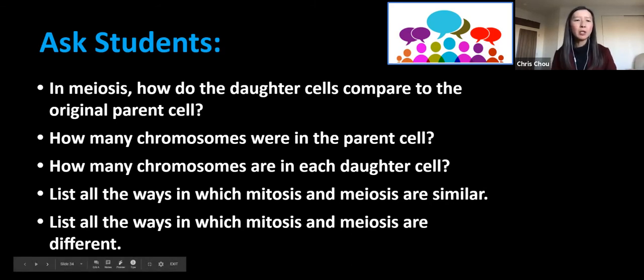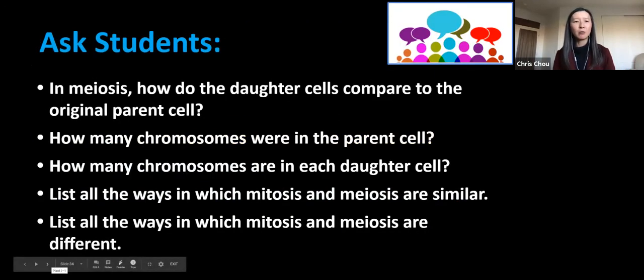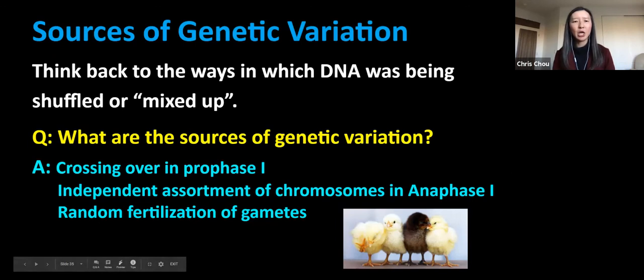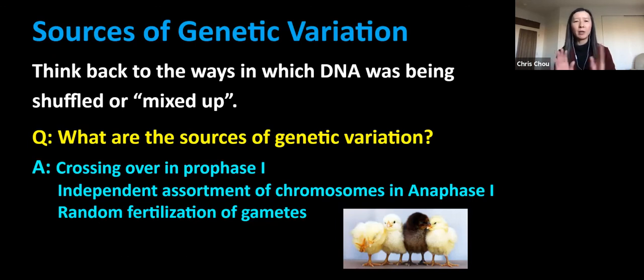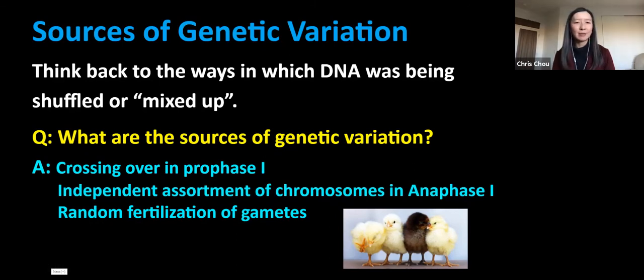And of course, as students manipulate these chromosomes, you can talk about where variations occur: crossing over, the independent assortment of chromosomes in anaphase 1, and then random fertilization of gametes. So having different kinds of combinations of maternal and paternal chromosomes that end up in your gametes there.